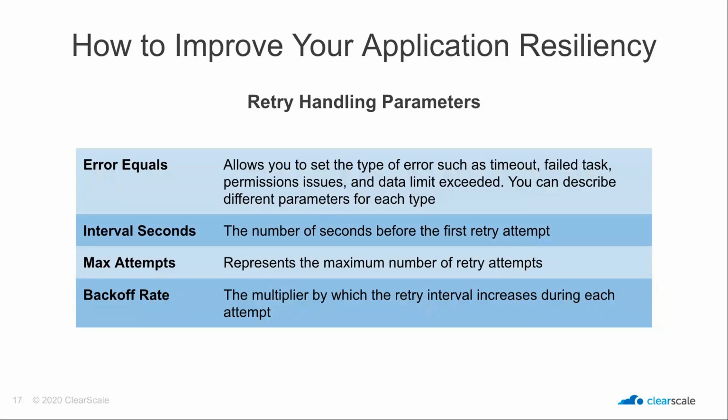So that's the multiplier by which the retry interval increases during each attempt. So if your interval seconds is 2 seconds and you have a backoff rate of 2, the second attempt would be 4 seconds, third 8 seconds, and so on.